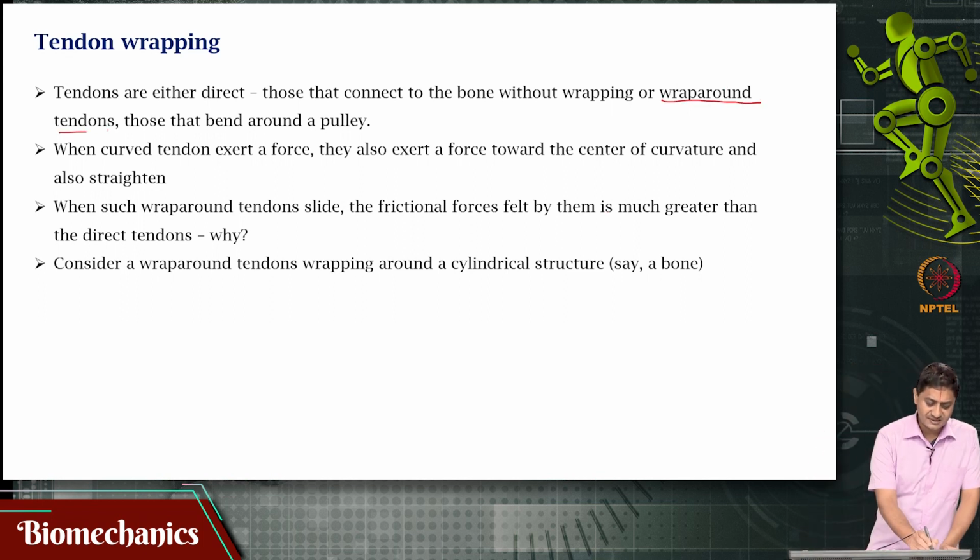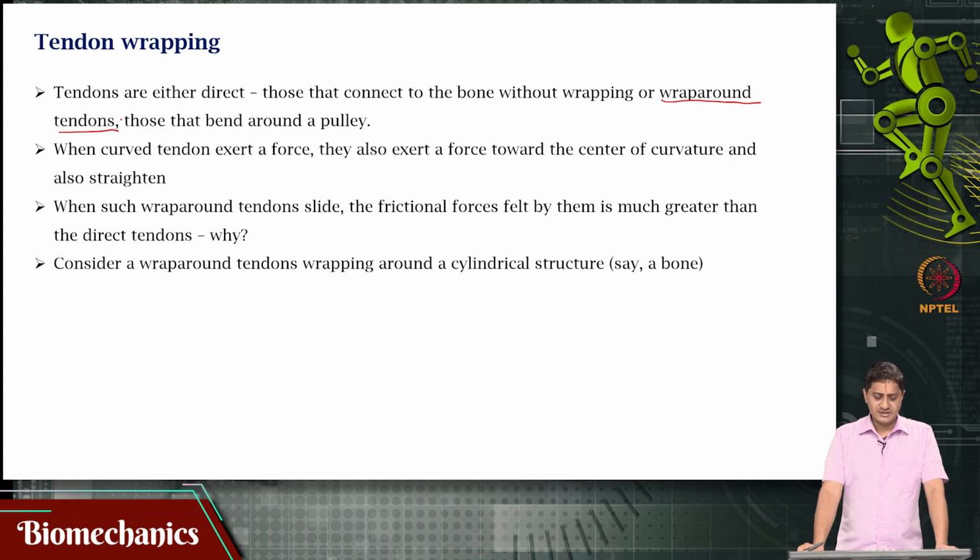Those that do not do that are called direct tendons. When curved tendons exert a force, they also produce a force towards the center of curvature. So, they are curved, and when they produce a force, they tend to straighten a little bit because they also produce a force towards the center. When these wraparound tendons slide, the friction felt by them is much greater than the friction felt by the direct tendons. Why is this the case?